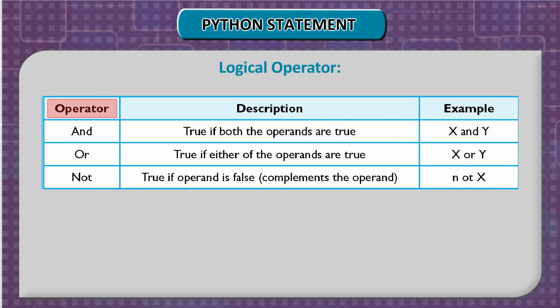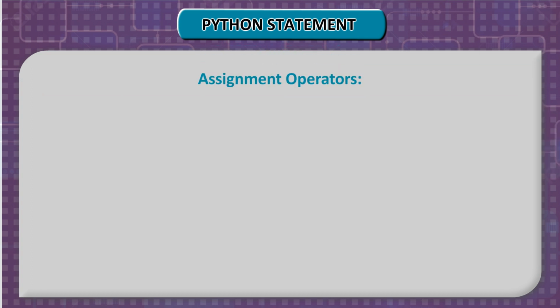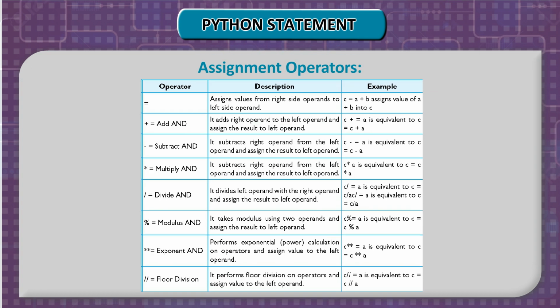Logical operators: operator, description, example. And, or, not. And is true if both the operands are true. Or is true if either of the operands is true. Not is true if the operand is false, it complements the operand. Examples: x and y, x or y, not x.